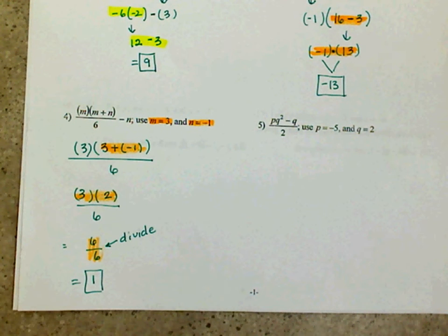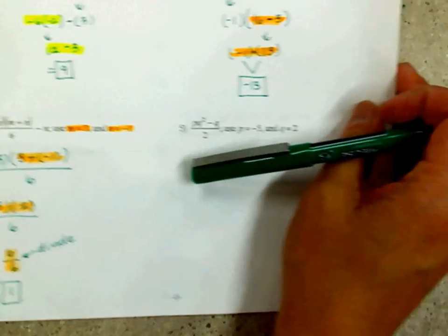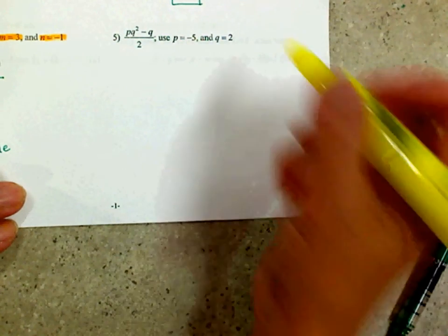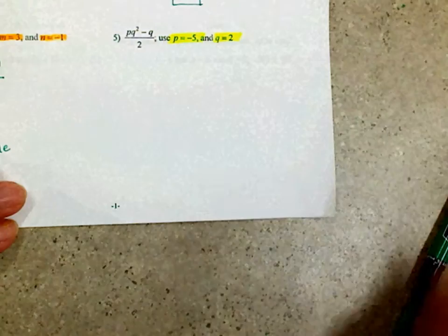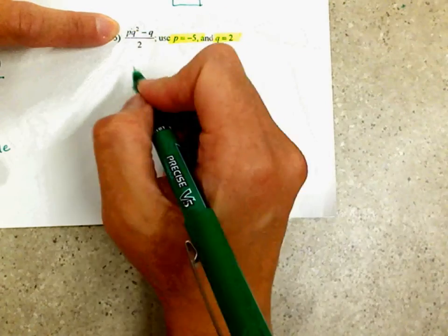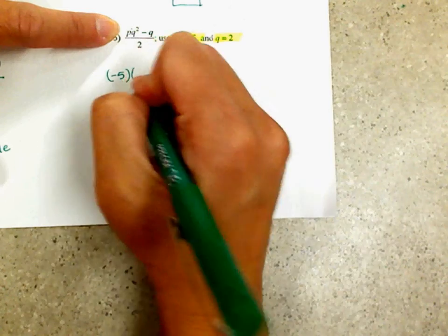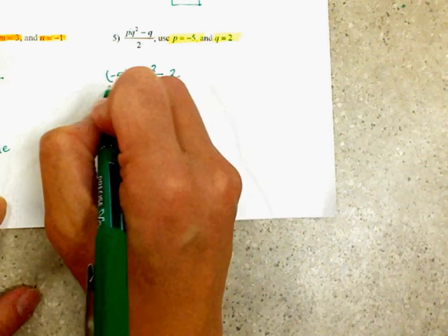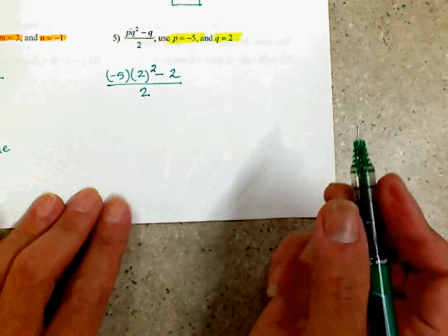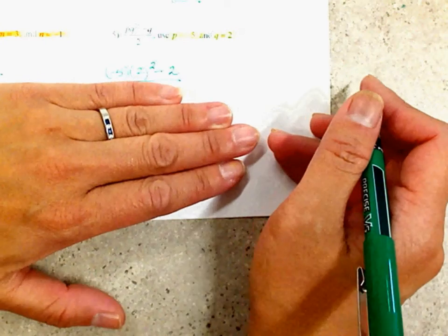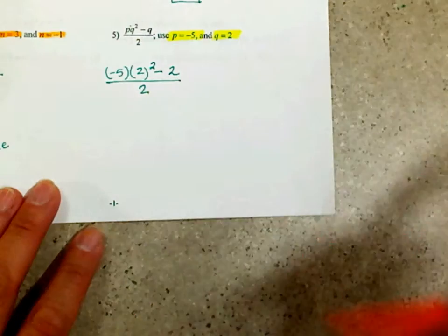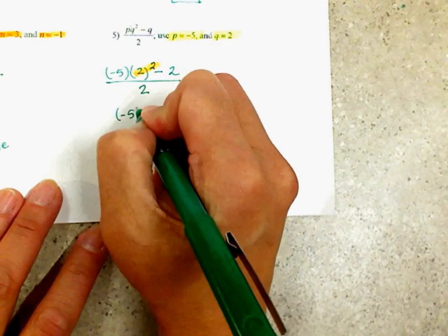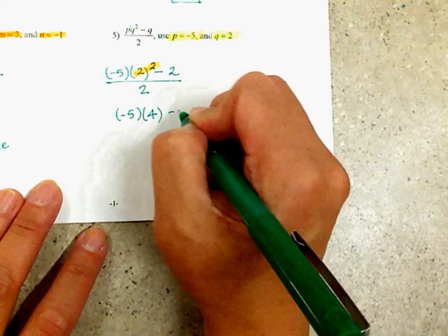All right, let's go to number 5. Okay, same thing. Number 5, here we go. P is negative 5, Q is 2. So when they're next to each other, this means times. P is negative 5 times Q is 2 squared minus Q, which is 2. All of that divided by 2. Order of operation. Deal with the top one first. Okay? Exponent comes before multiplying, so you're going to square that first. Negative 5. 2 squared is 4 minus 2 divided by 2.